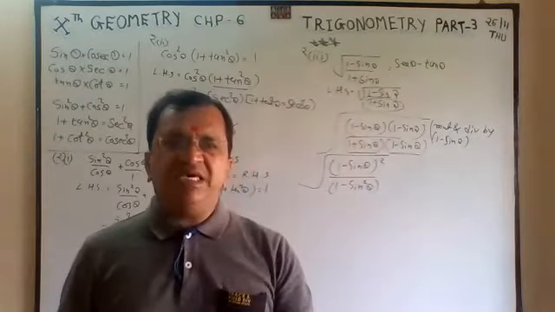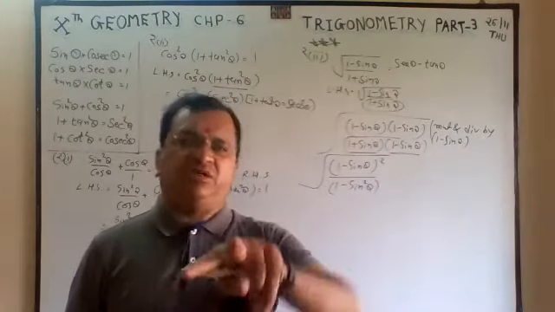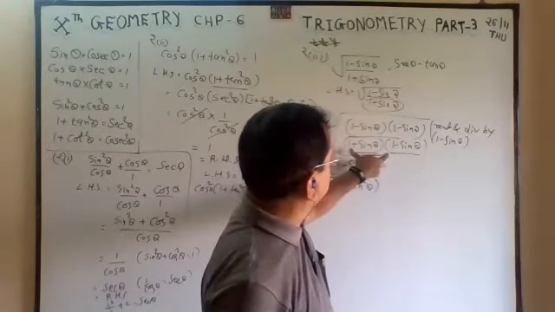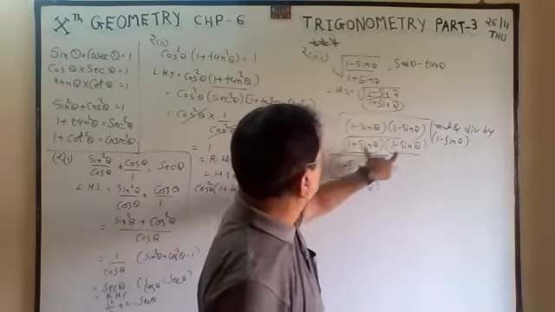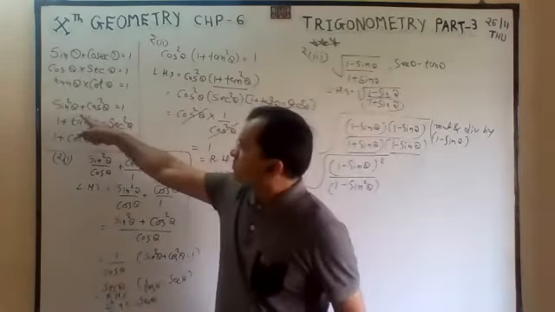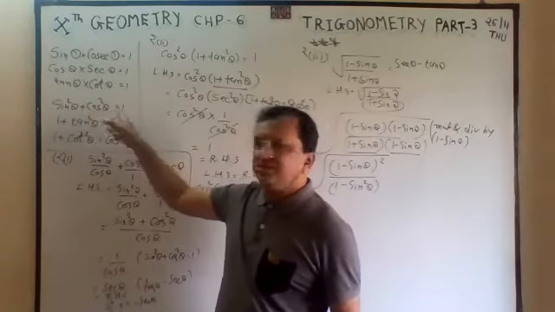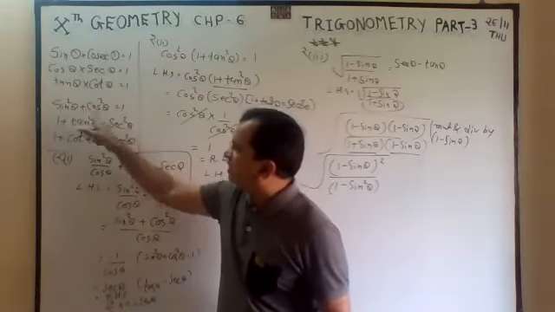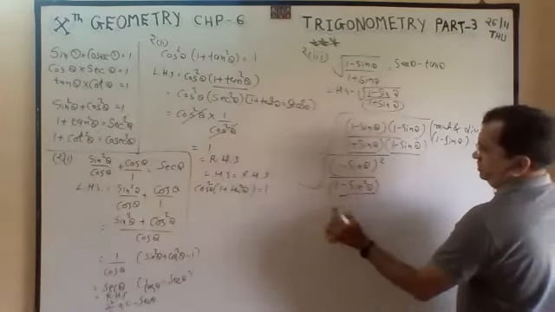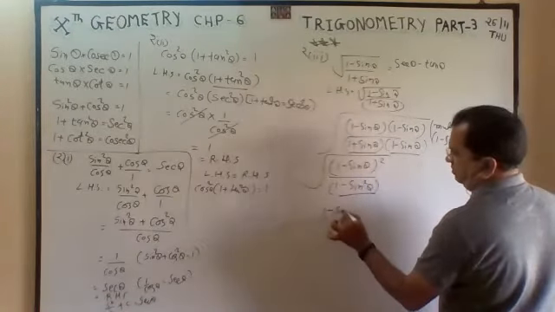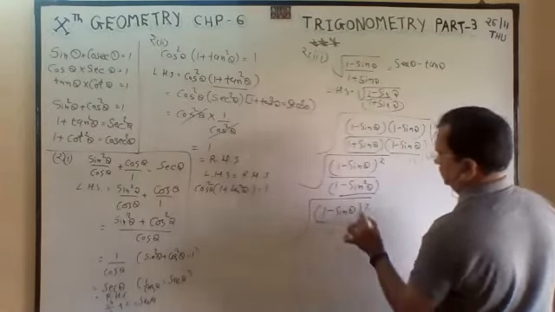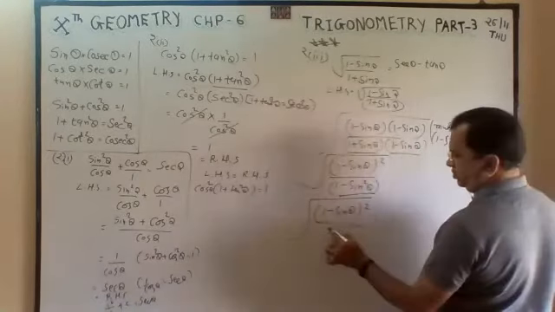But (a plus b) into (a minus b) is equal to a square minus b square. A plus b, a minus b. So a square, 1 square is 1. B square, sine into sine, sine square. Sine square plus cos square is equal to 1. So 1 minus sine square is equal to cos square. This will be the same, because this is a bracket square. 1 minus sine square is equal to cos square.